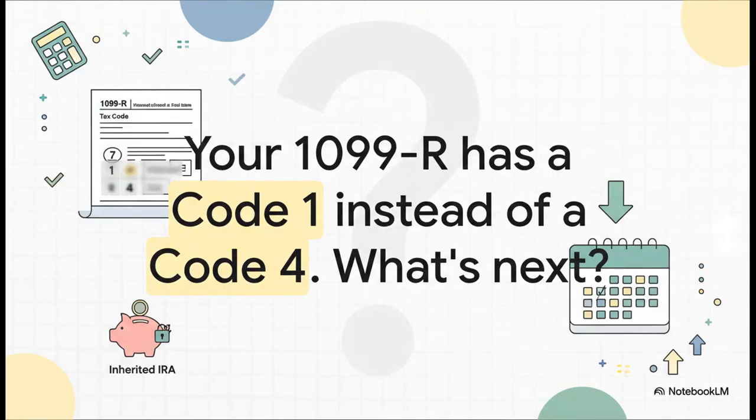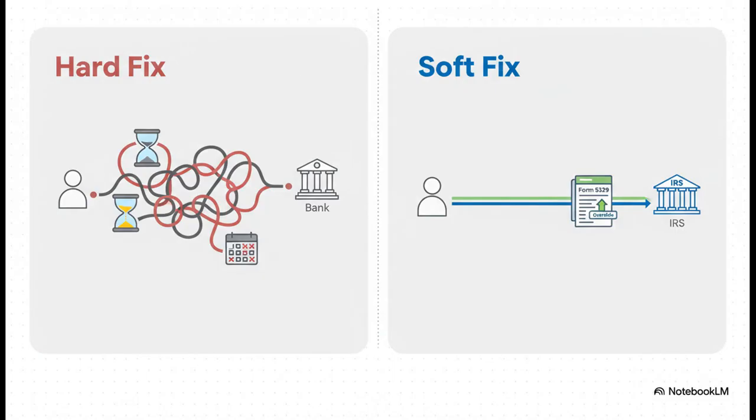Okay, so the audit is done. You pulled out your 1099-R, you looked at Box 7, and there it is, a 1 staring back at you instead of the 4 you know should be there. So, now what? What's your next move? Well, you've got 2 options. The first is what I call the hard fix. You call the bank, you try to explain the situation, and then you wait. Weeks, maybe even longer, for them to issue a corrected form. You're on their schedule. But there is a much, much better way, the soft fix.